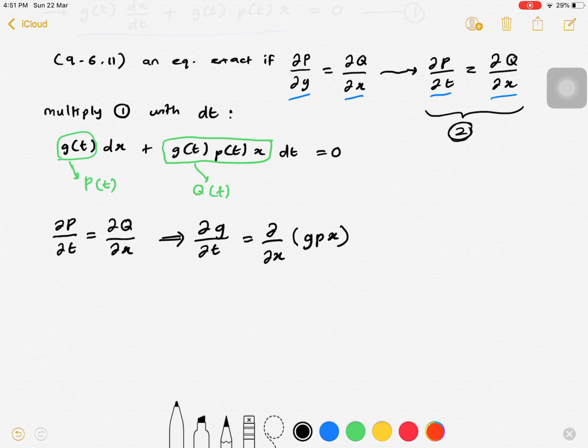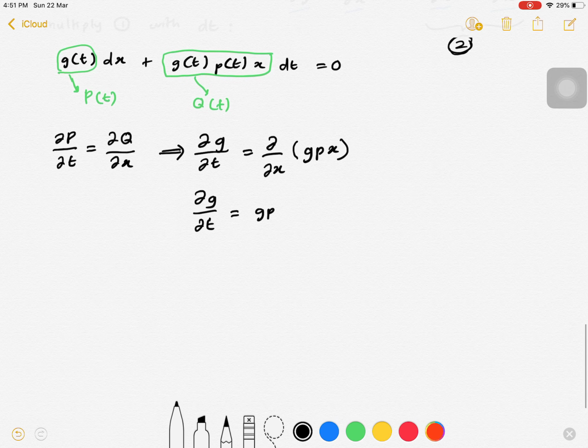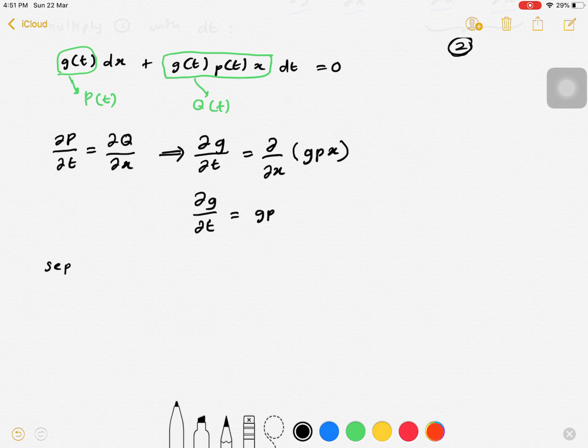So we can simplify that. We see that delta g over delta t is equal to g p. If you look at here, this equation is separable. What I mean by separable is we can separate it. So the delta t we can move to the right hand side, so we can integrate it.